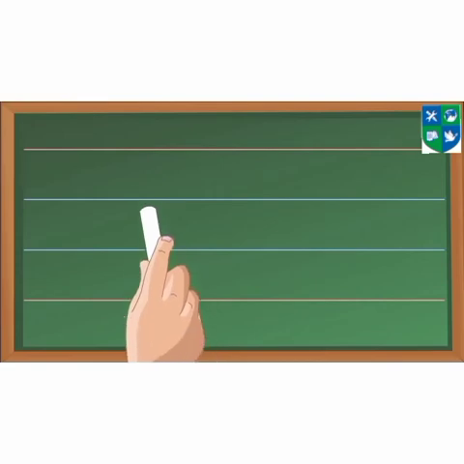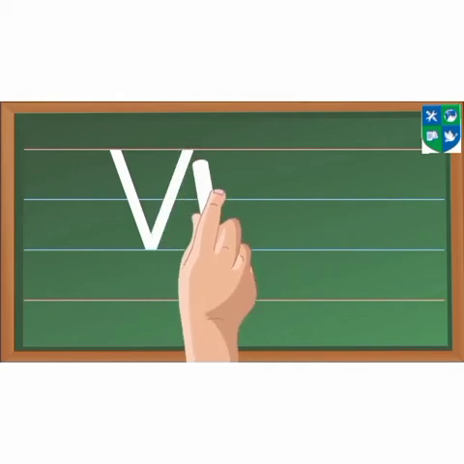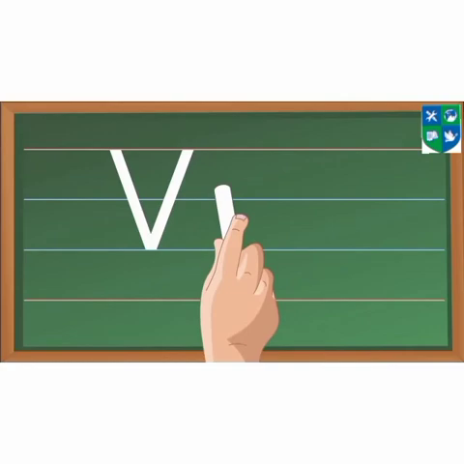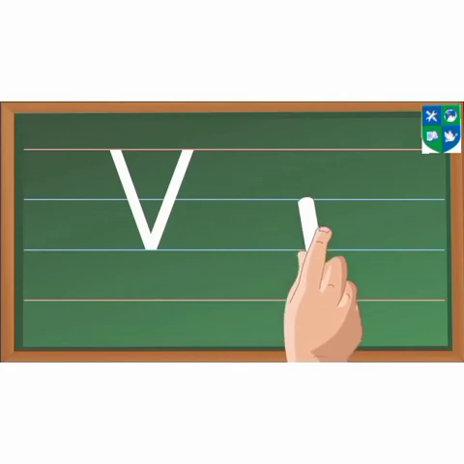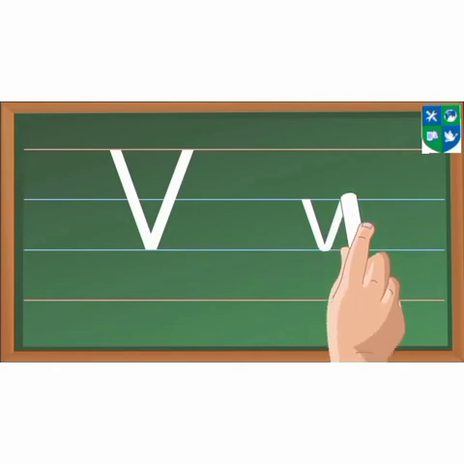Start from the top and draw a slanting line down to the right and then make a slanting line up to the right. Small v. Start from the middle and make a slanting line down to the right and then make a slanting line up to the right.